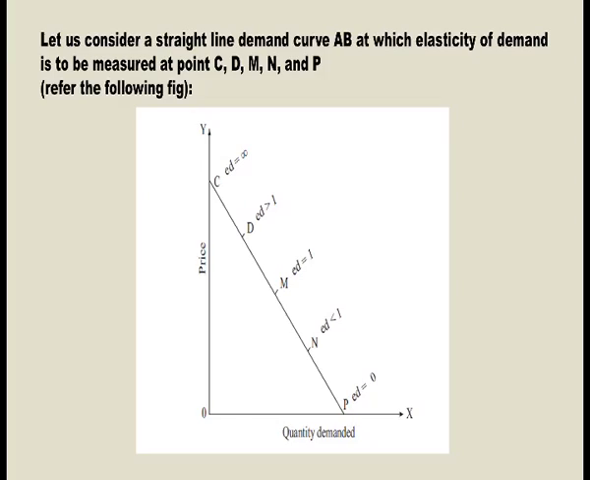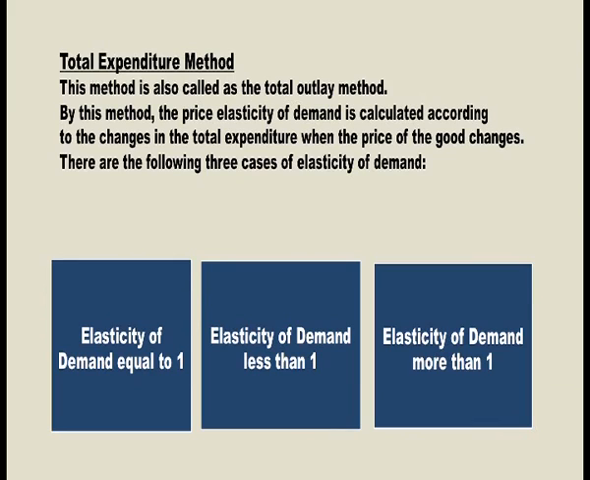Now, the total expenditure method. This is the third method of calculating price elasticity of demand. This method is also called the total outlay method. By this method, the price elasticity of demand is calculated according to the changes in the total expenditure when the price of the commodity changes. There are three different cases of elasticity of demand in the case of the total expenditure method: elasticity of demand equal to 1, less than 1, and more than 1.